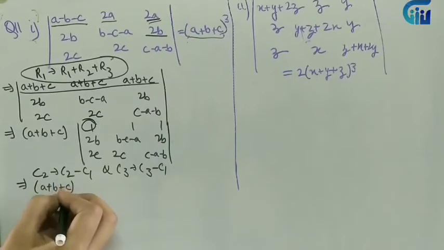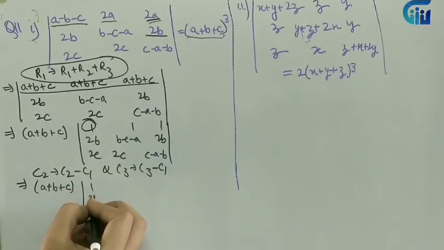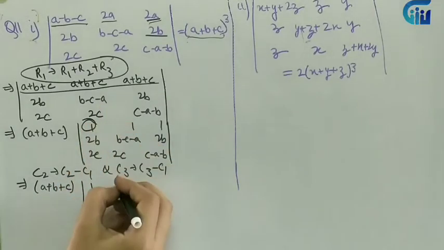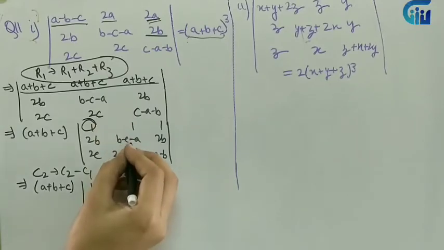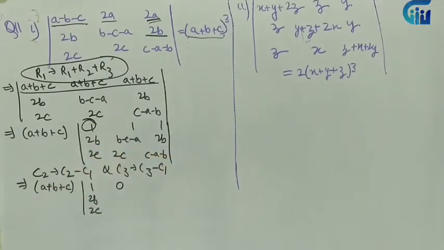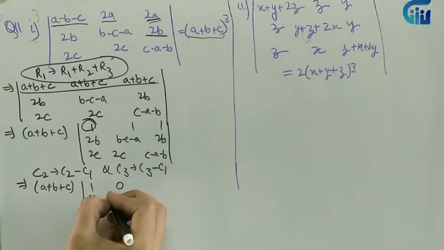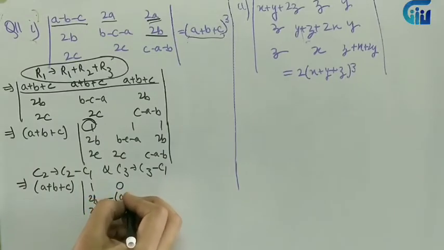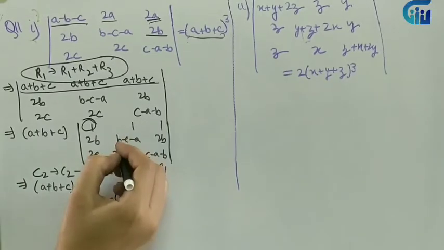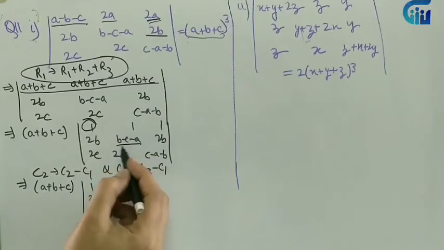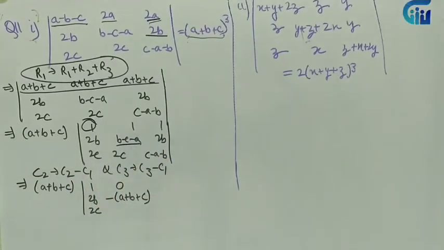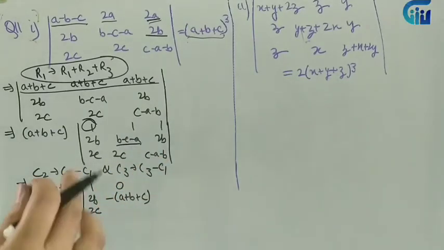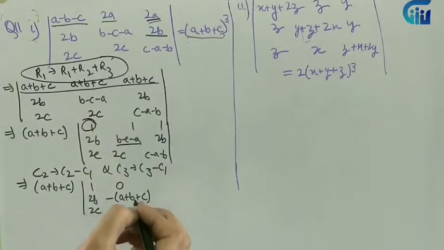A plus b plus c as it is. This is 1, 2b and 2c. 1 minus 1 is 0. B minus c minus a minus 2b will give me minus common a plus b plus c. You can work on it over here. B minus c minus a minus 2b, so it will be minus c minus a and minus b. 2c minus 2c will be 0.